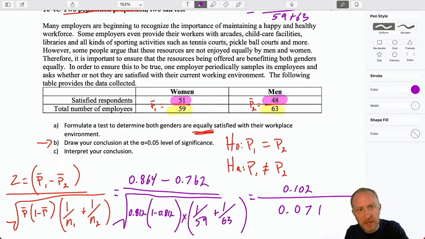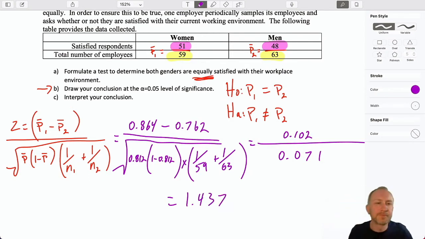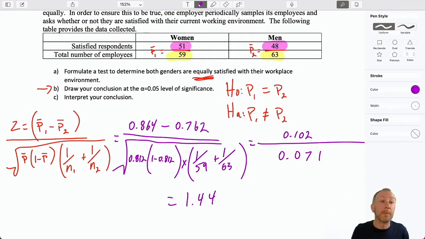I have 0.071, and 0.102 divided by that gives me a Z of 1.437. I guess I need it to two decimals for my Z tables, so 1.44. Okay. You don't even need me for the rest.